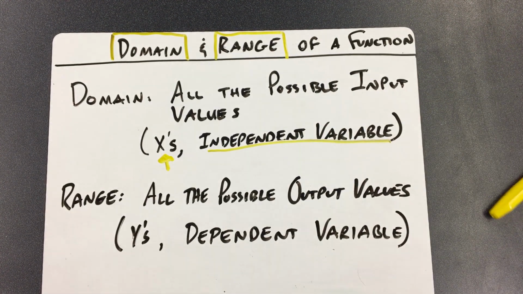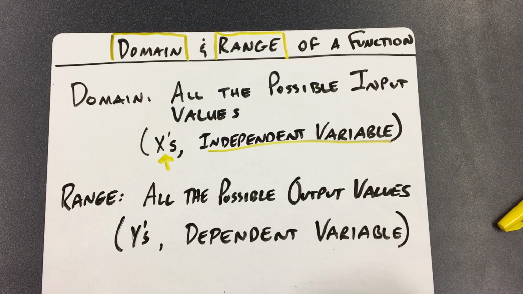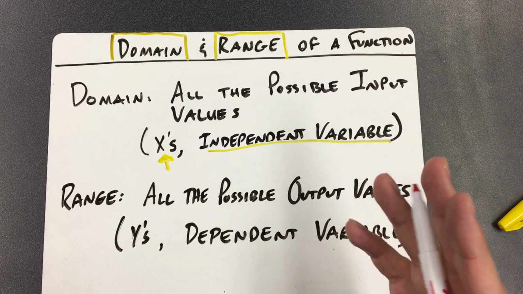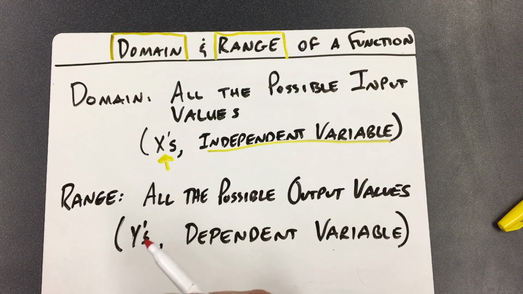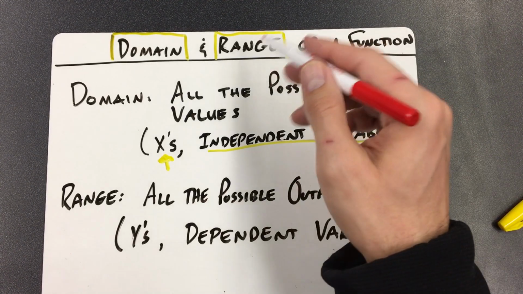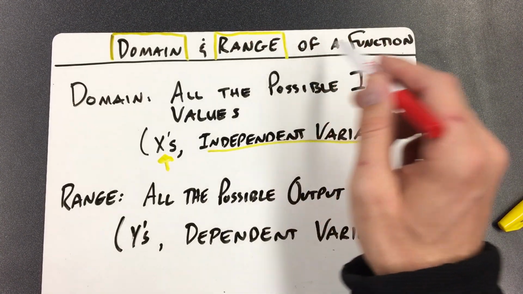And then the range. I know you've heard the word range before in a math class, and typically you're like, oh, I know what that is. That's when you take the biggest number minus the smallest number when you have a whole list of numbers. Okay, that is true, but that's the range of a data set, a set of numbers. This is not the same thing. This is a different type of range. This is the range of a function.